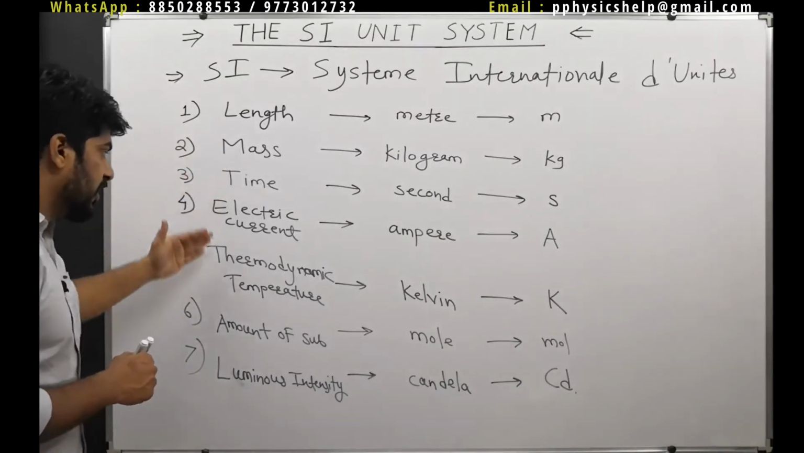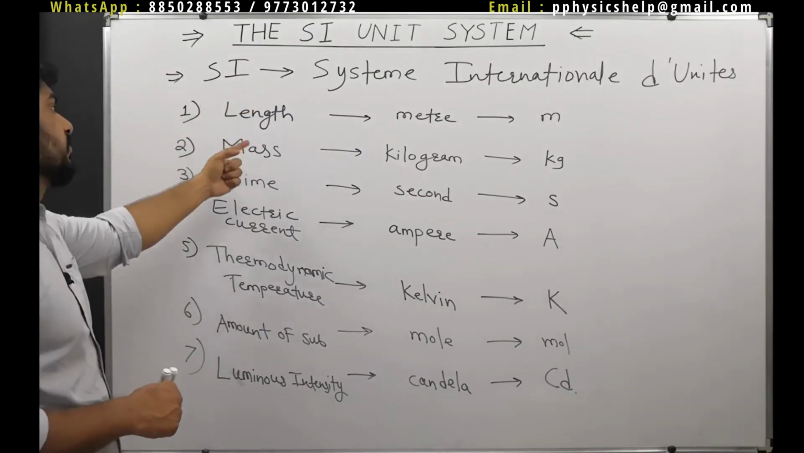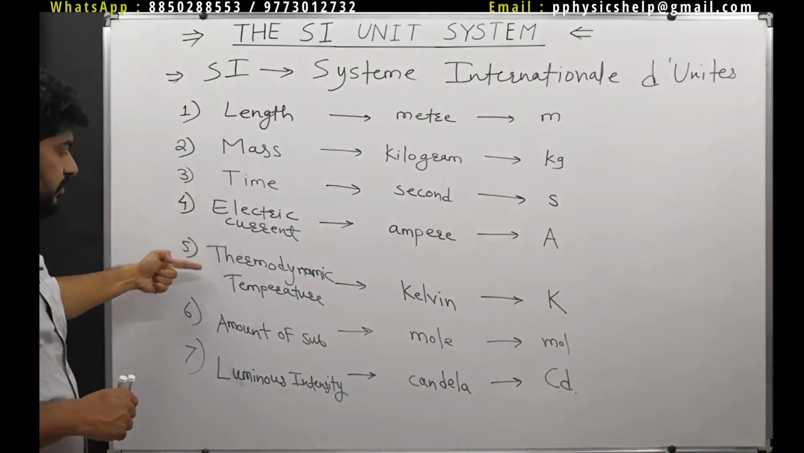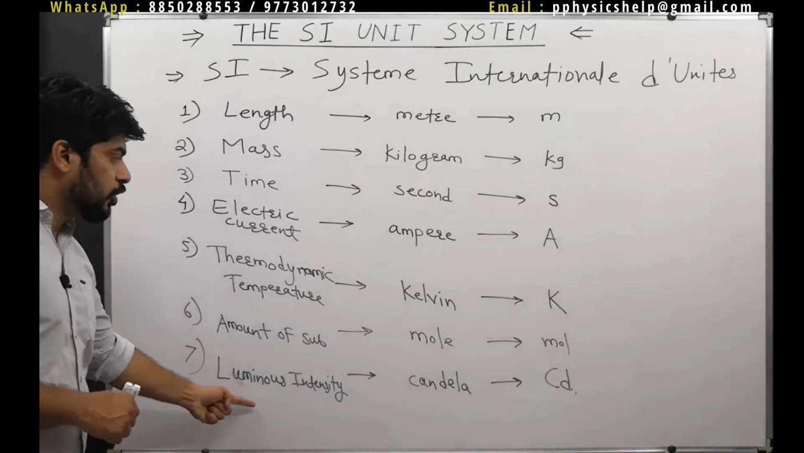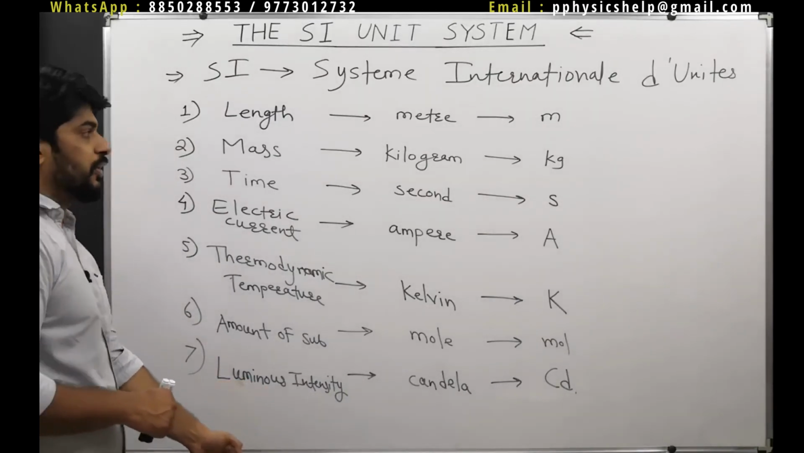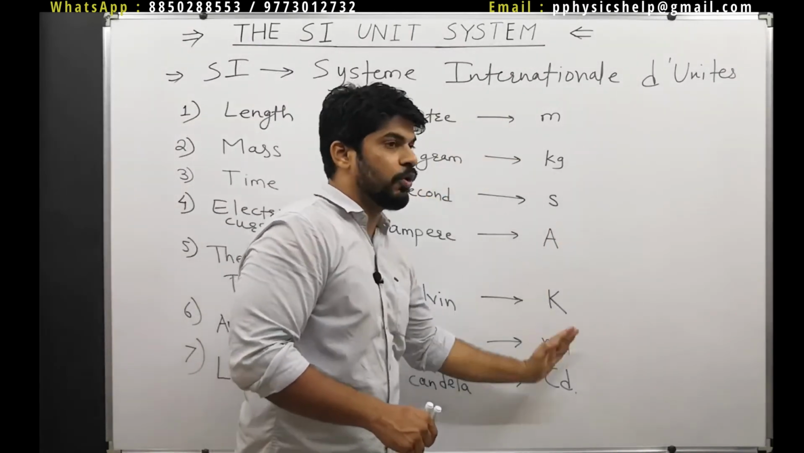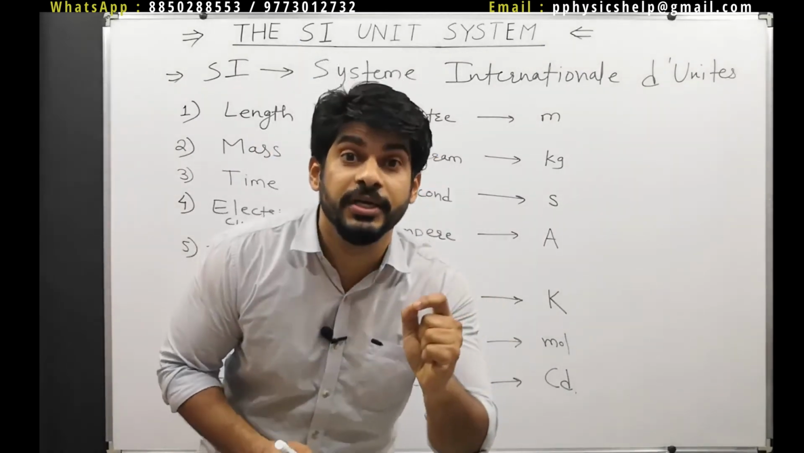These are the fundamental physical quantities that are defined in the SI system: length, mass, time, electric current, thermodynamic temperature, amount of substance, and luminous intensity. And here you can see the units and their symbols. So these are the 7 fundamental physical quantities.